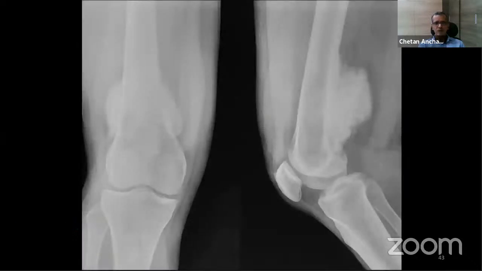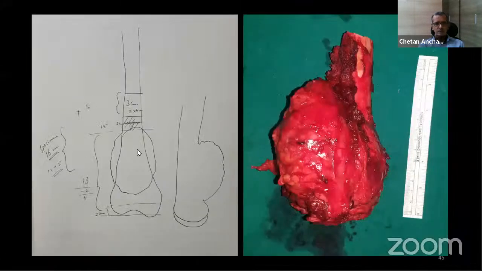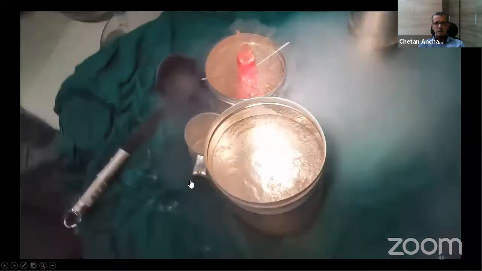This is a patient with periosteal osteosarcoma of the distal femur where I could do this kind of extracorporeal cryotherapy. That is his MRI image and CT scan here on the lower right. So based on the planning, 16 centimeters of the bone was resected, preserving 2 centimeters of the distal end. It was then dipped in liquid nitrogen for 20 minutes.